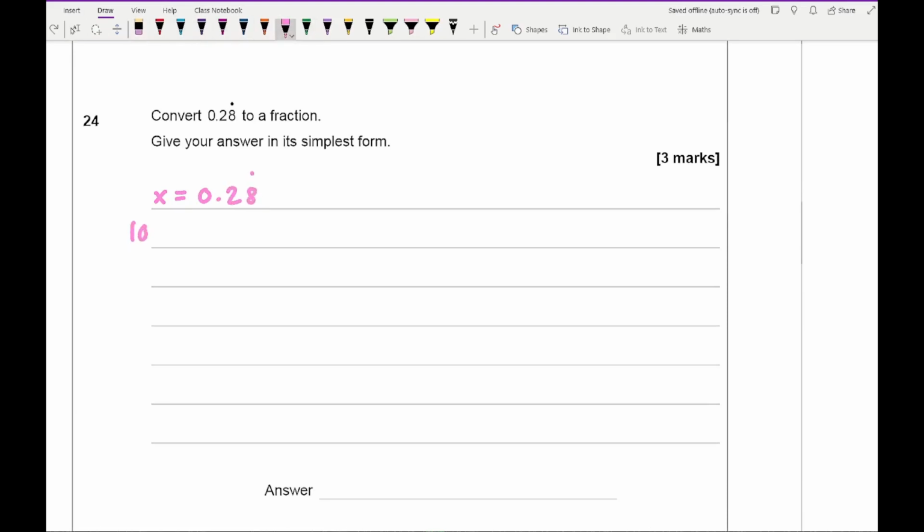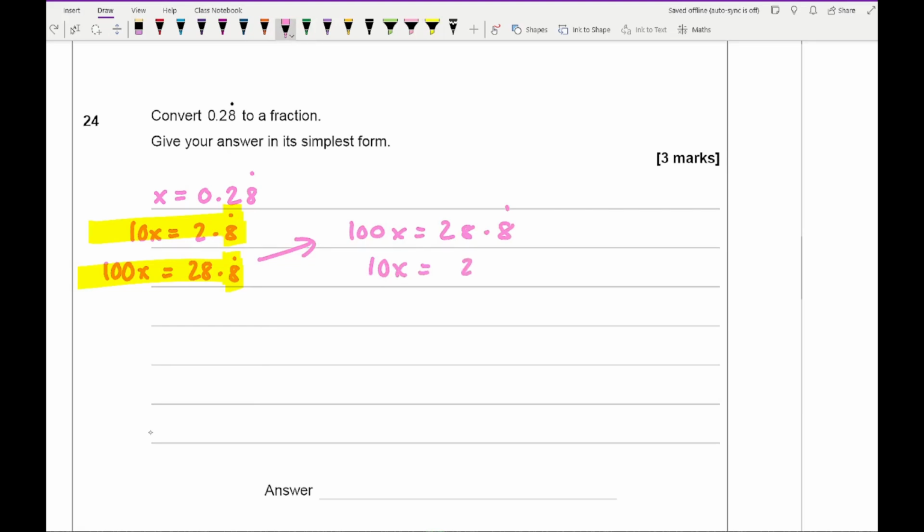Then if we multiply both sides by 10, I get that. And then we'll multiply again by 10, which gives me this. Now what we're wanting is the same digits after the decimal point. So here I'm going to be using these two lines here. If I write 100x equals 28.8 recurring and 10x equals 2.8 recurring, I take the two things away, so I get 90x equals 26. So x is going to equal 26 over 90, which simplified gives me 13 over 45.